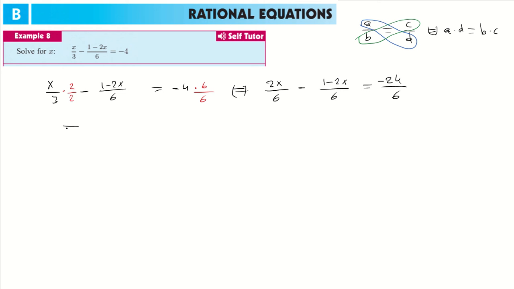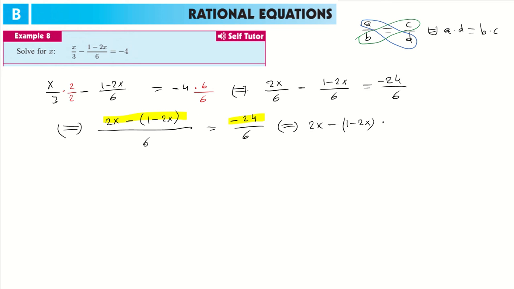On the left hand side, let's put that on the same denominator, 6. So I have 2x minus, between brackets, 1 - 2x. That should be equal to minus 24 over 6. So the numerators on both sides should be equal to each other. So we get 2x - (1 - 2x) should be equal to negative 24. And then I just have an equation that I have to solve.